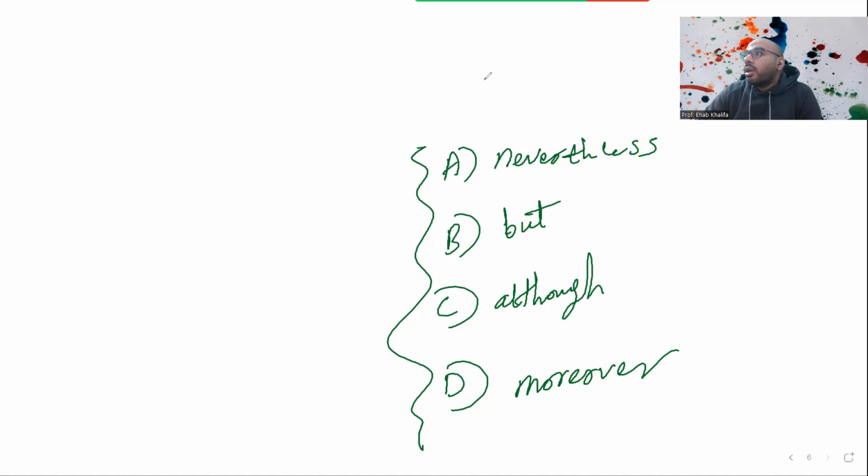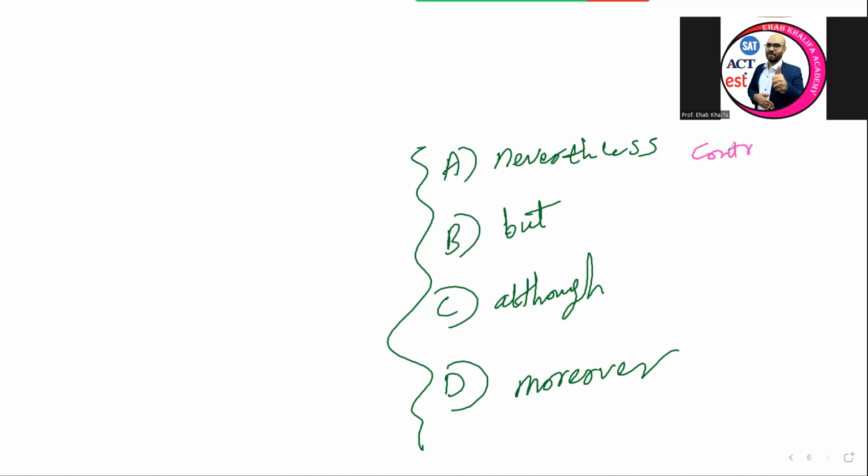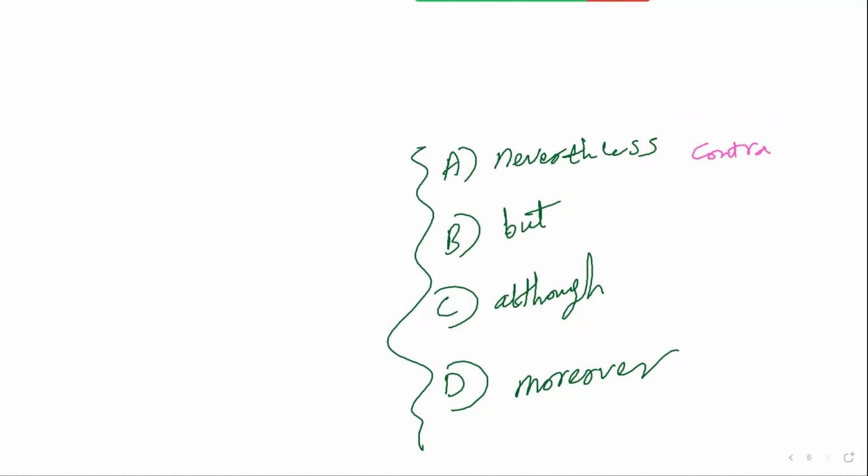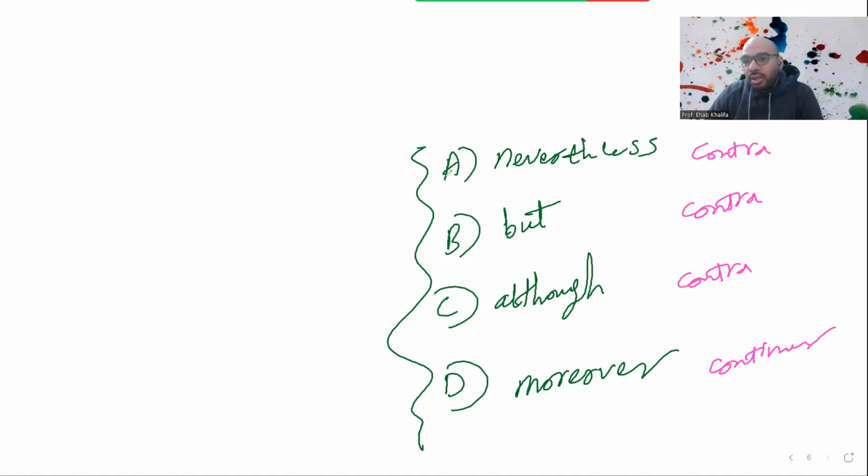Well, nevertheless is a contradictor. You agree? Yeah. But is a contradictor. You agree? Yes. Although it's a contradictor, right? Yeah. Moreover is a continuer. Correct? Yes. So, according to the basic rules of elimination, we can eliminate A, B, C, and we choose D, right? Yes. This, if the three contradictors are of the same grammatical type, of the same grammatical function.